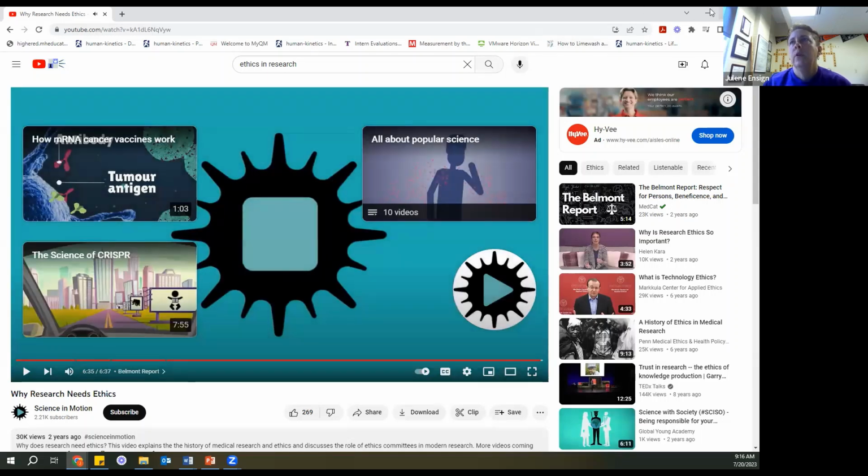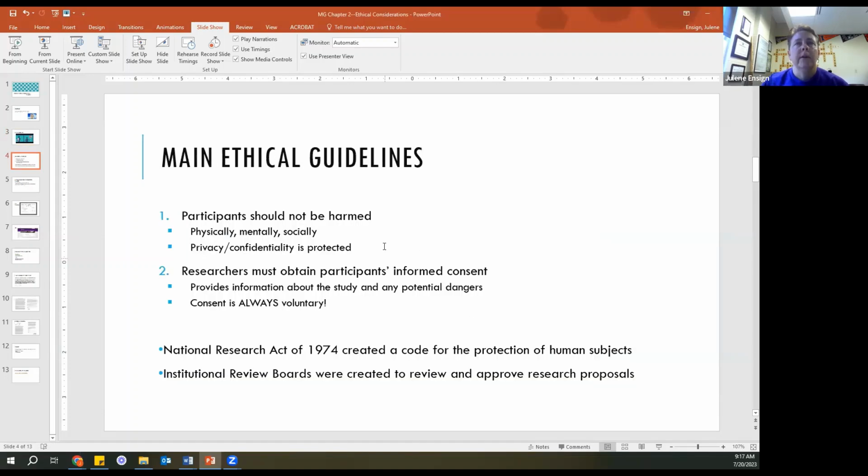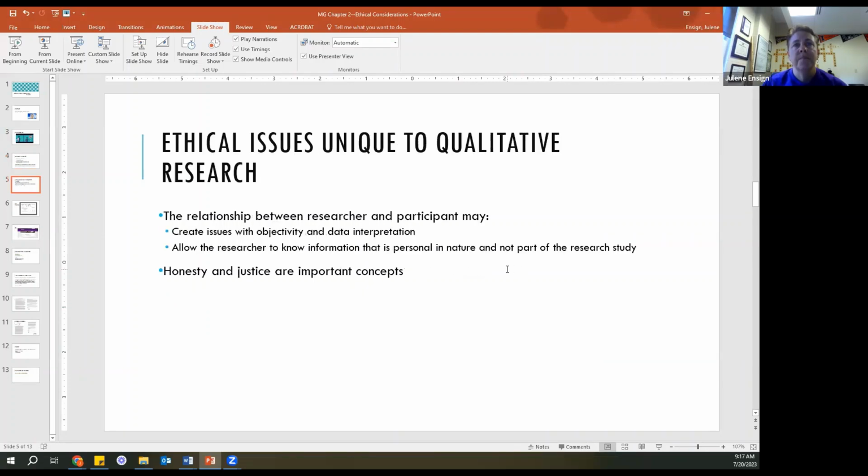Okay, so now we're going to dive back into where we stopped here. So some main ethical guidelines: participants should not be harmed, and researchers must obtain informed consent, meaning that the person who is participating understands all of the things that are supposed to happen or can happen, and consent is always voluntary. They can drop out at any point during the study.